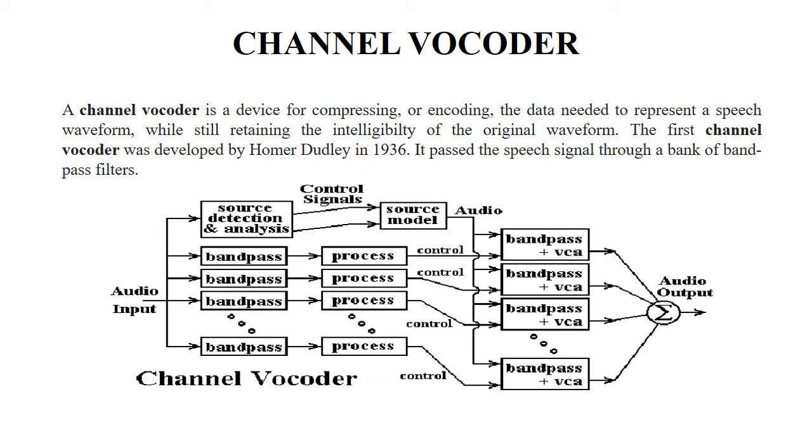Then it is sent to the control part, and passed to the bandpass plus VCA filters. Here we pass the audio signals through the source model circuit, and it is sent directly to the bandpass plus VCA. After that, every bandpass filter output is collected together, and we get the audio output as a speech output signal.